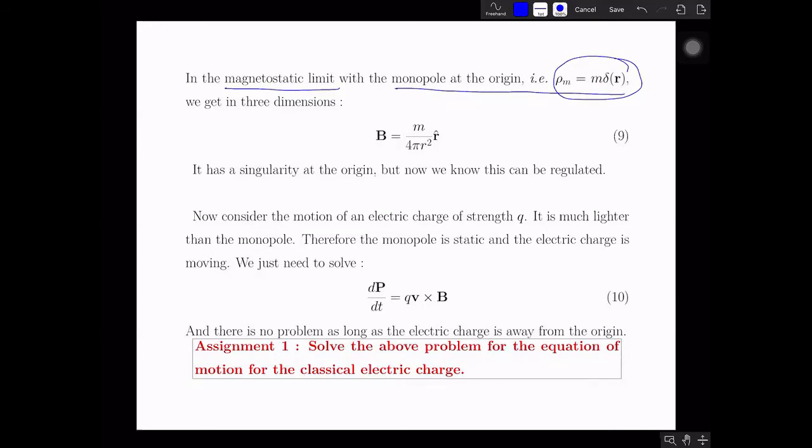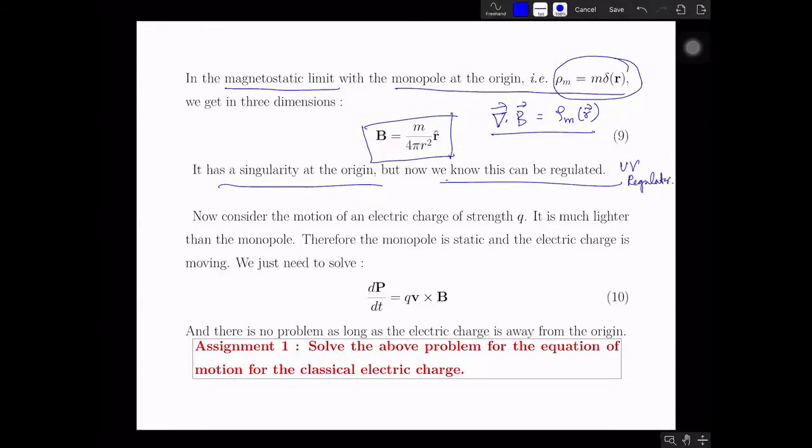And then we can solve this equation and get rho m of R, to get the magnetic field just by solving Gauss's law, okay. And again, it has a singularity at the origin, but now we know that this can be regulated. The magnetic field is again observable, and it has a singularity, and we know how to regulate it using a UV regulator.